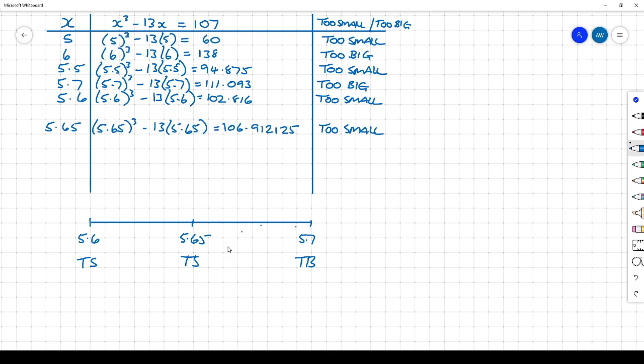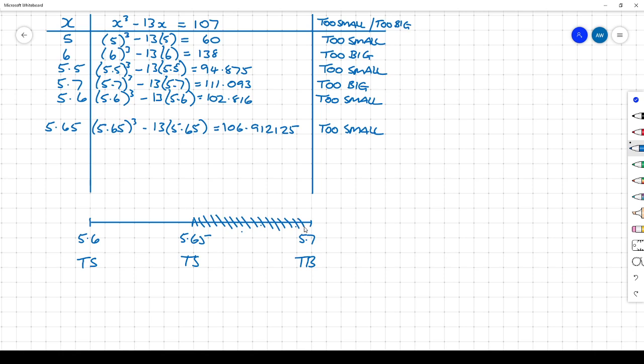Okay, so if 5.65 was too small and 5.7 was too big, then if we did carry on forever, I would have to go between these two and pick values in here. So our answer, if I carried on trying to get a more accurate value of x, would be in this side somewhere.